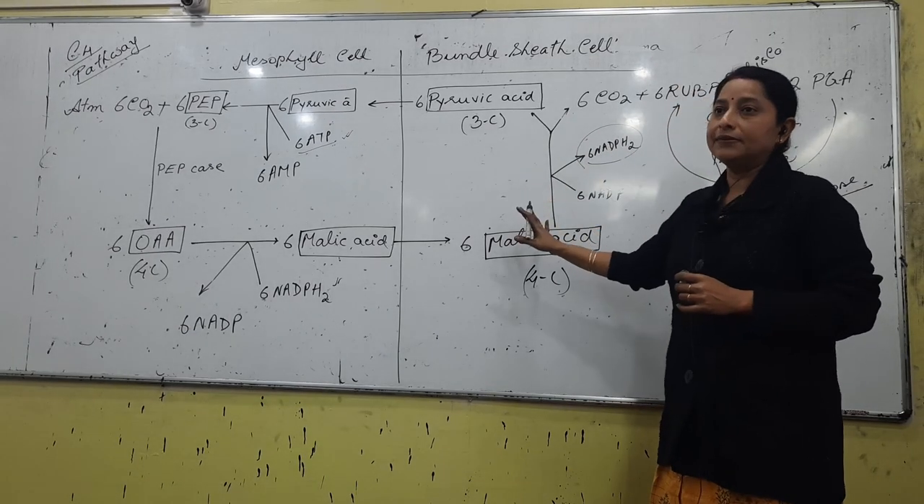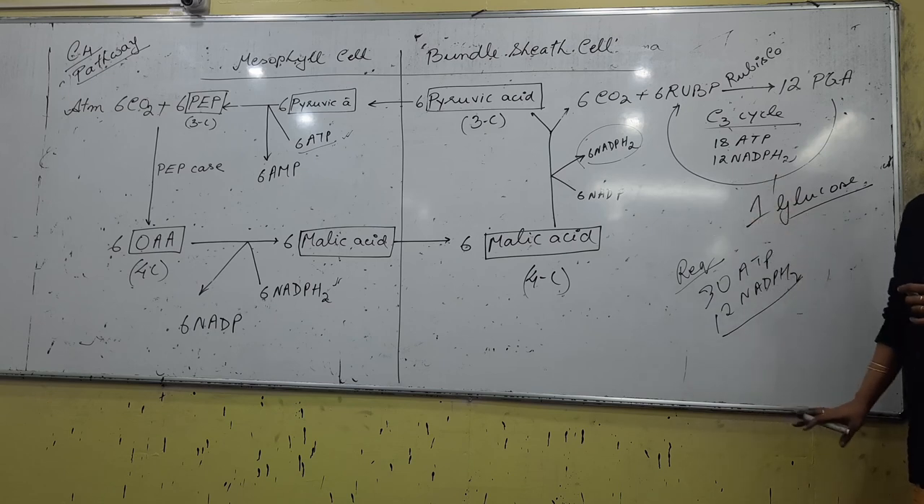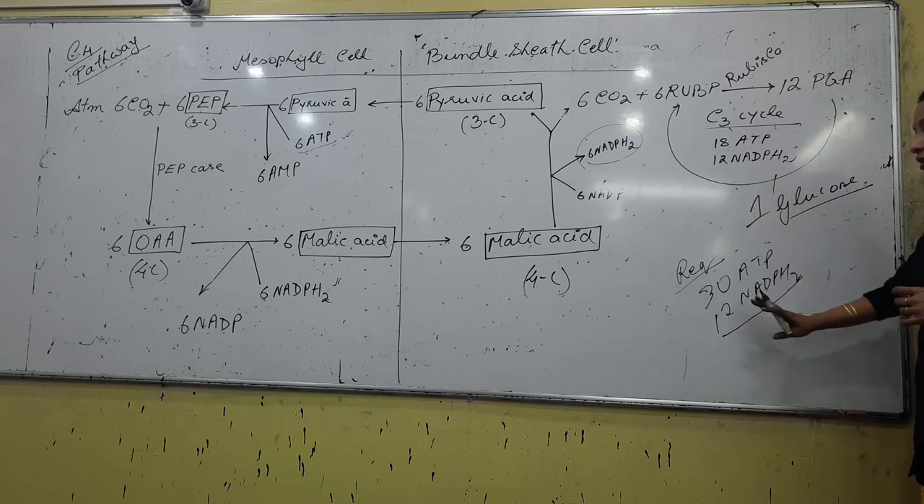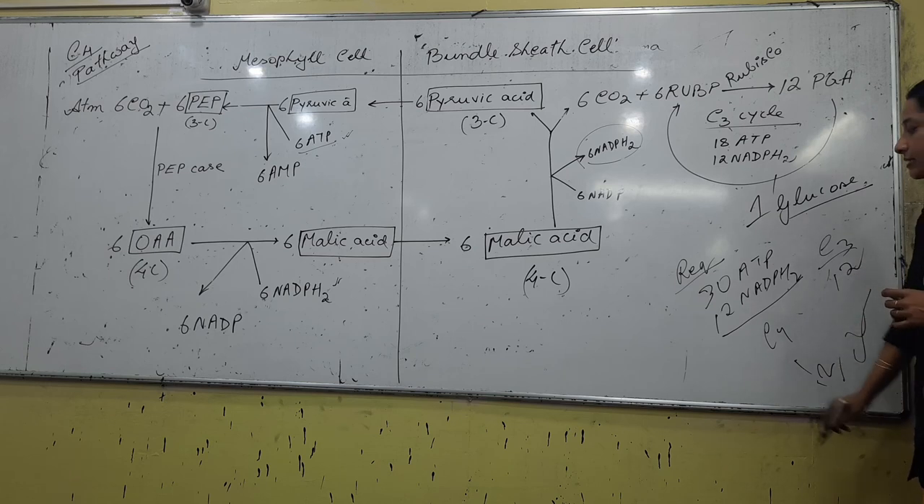So we are not counting that. What is left behind is only the 12 NADPH2 that was absorbed in the C3 cycle. Clear? Understood 12? So how much was in C3? 12. And in C4 how much was there? 12. Understood? Coming to ATP.